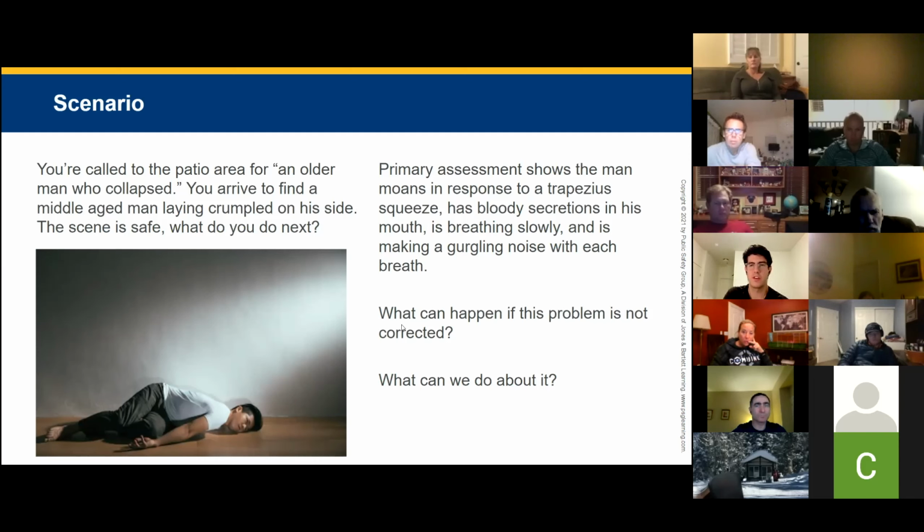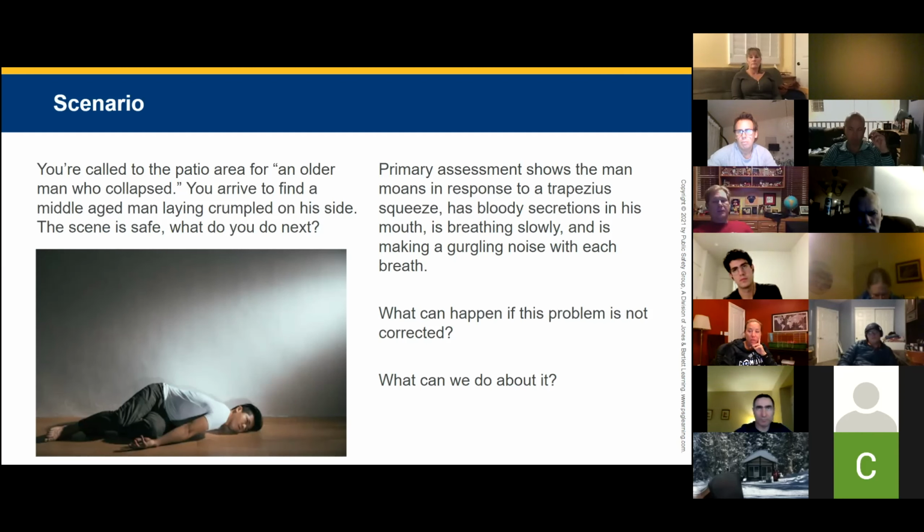So anyone, what do y'all think could happen if this problem is not corrected? If you allow someone to have bloody secretions in their mouth, what could happen as time goes on? Any guesses? It might actually drown with its own blood. Okay. Maybe the diaphragm? Something wrong with the diaphragm? I think he can choke himself because now he's got blood in his mouth. So you have to begin to try to extract that blood so he can breathe properly.